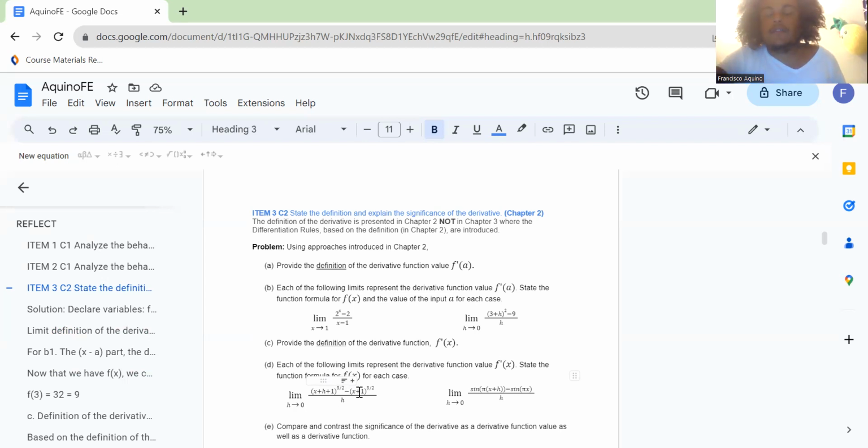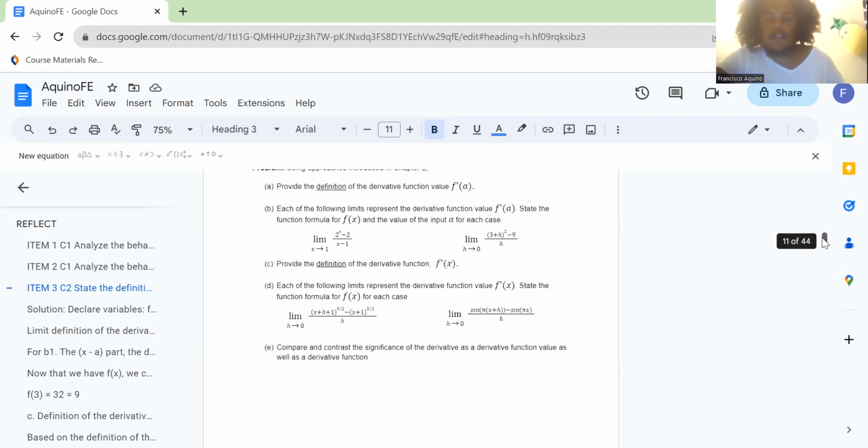F of x is the function subtracted from f of x plus h. So for D1, it would be x plus 1 raised to the 3/2 power. Then for 2, it will be sine of pi x. And that's that for that section.